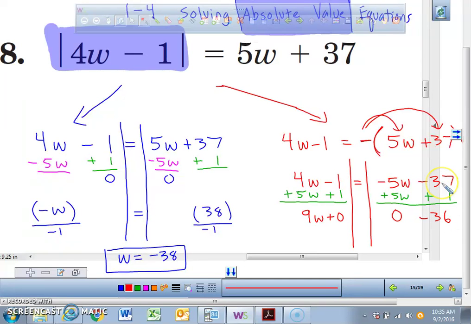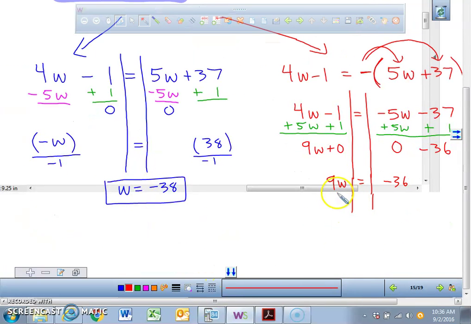Negative 36. Okay? So right now we have 9w equals negative 36. I appreciate you all writing that down in your journal so you have a step-by-step process. What's our final step on this one? Divide by 9. You were correct. So w equals negative 4.